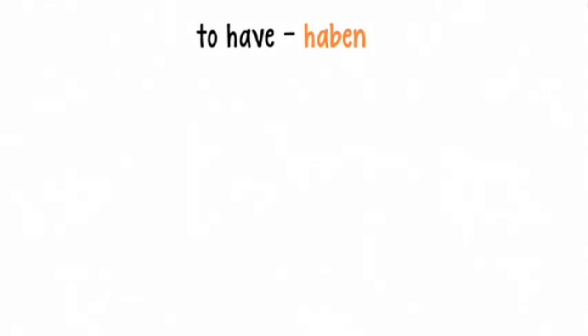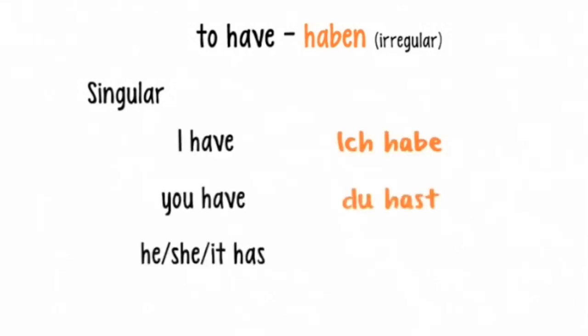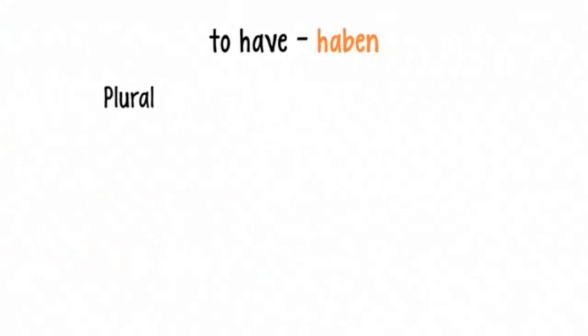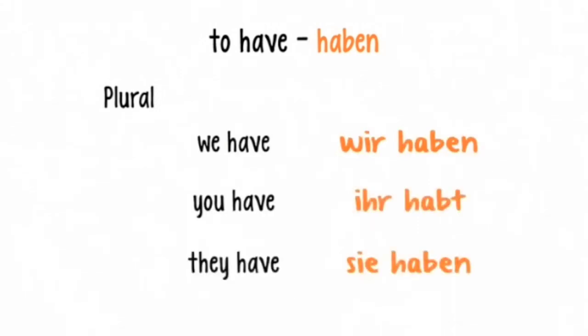Let's have a closer look at the verb haben, which means to have. Haben is a really important verb in the German language and is irregular. Let's have a look at the singular form. I have, ich habe, you have, du hast, he, she, it has, er, sie, es hat. Now the plural form. We have, wir haben. You have, ihr habt. And they have, sie haben.